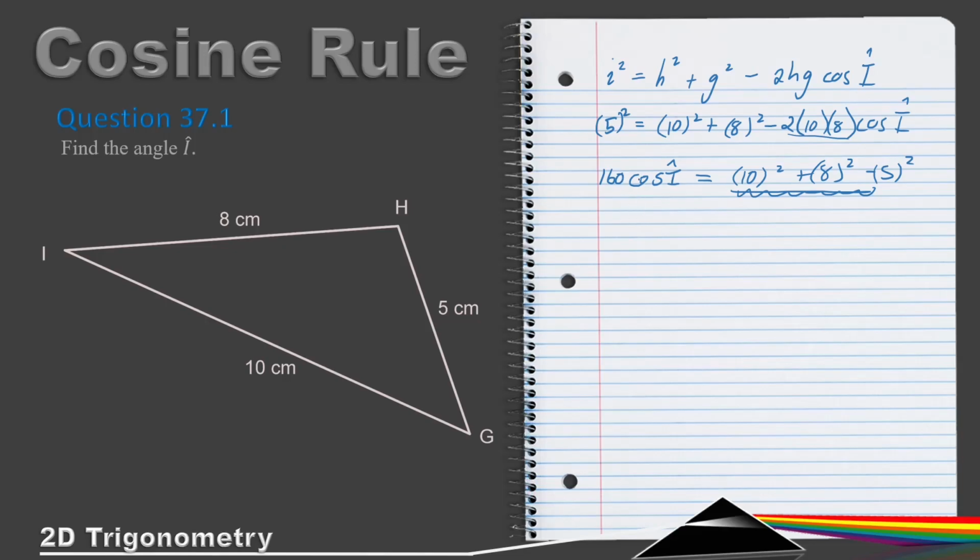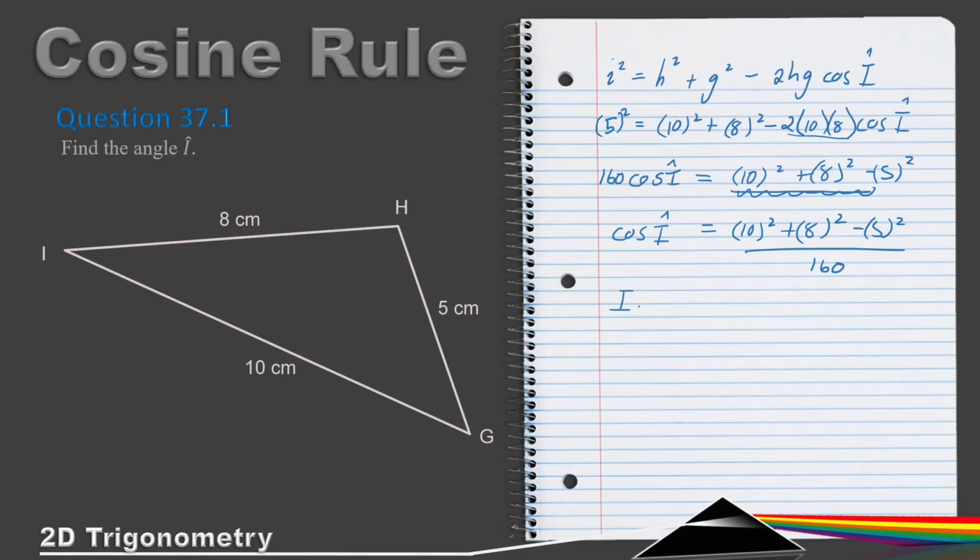Okay, now we can divide both sides by the 160. So we've got cos I is equal to 10 squared plus 8 squared minus 5 squared all over 160. Okay, and one final step, we just take the inverse. So I'm not going to simplify this yet, because when you get decimal places, you don't want to round it off yet before you get your final answer. So that's why I'm just going to leave that as it is.